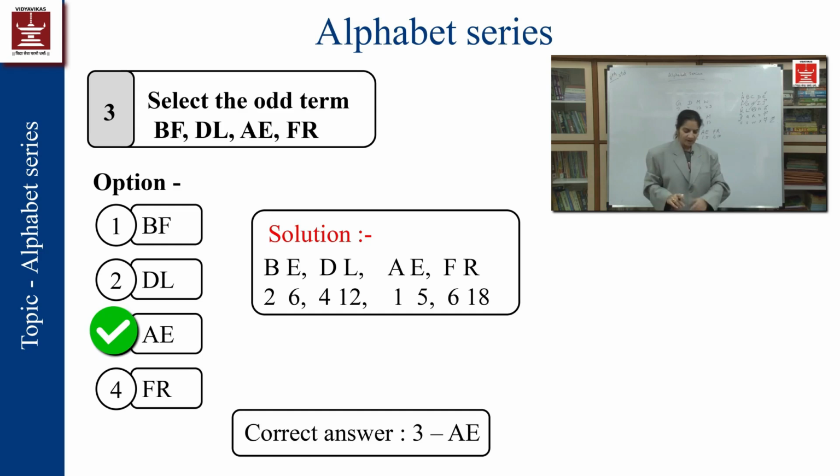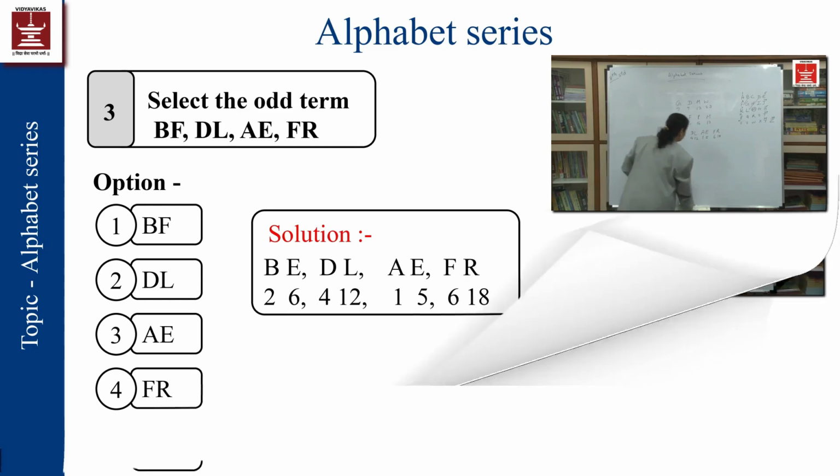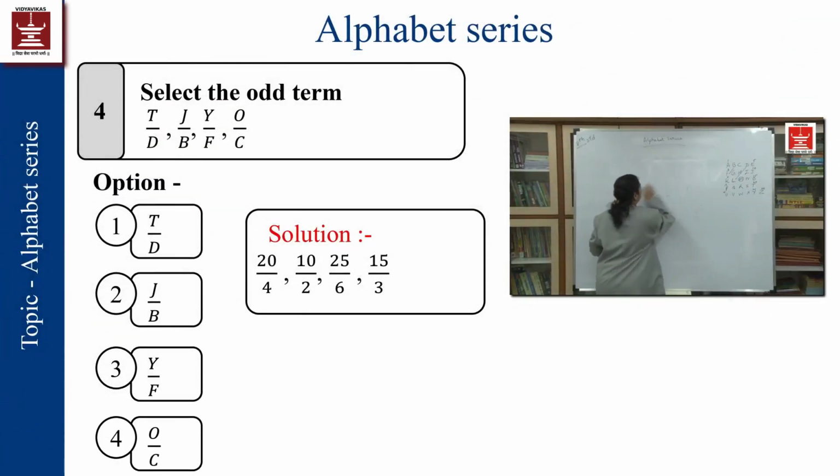Now is it always going to be like this? Not necessarily. We know numerators and denominators. So if alphabets are written in that format, let us see what can happen. We'll see one example where they are written as numerator and denominator. Here alphabets just represent the positions. It's T upon D.